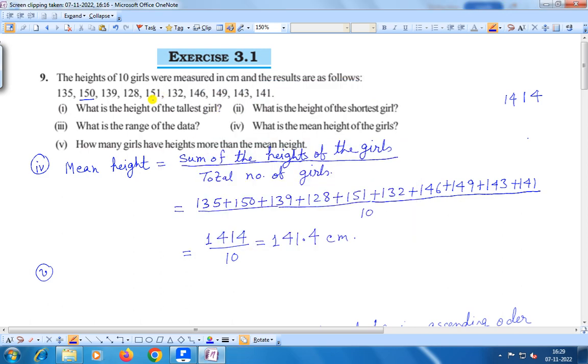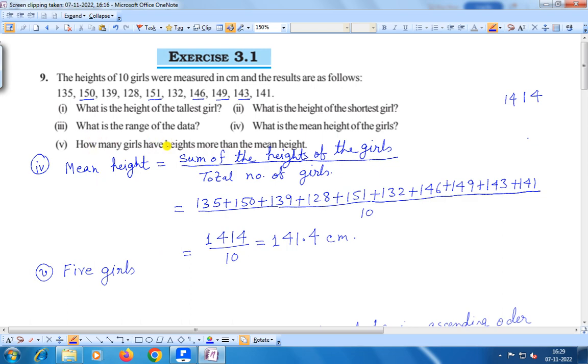Then 151, then 146, then 149, then 143. That is 1, 2, 3, 4, 5. The answer is 5 girls. 5 girls have height more than the mean height.